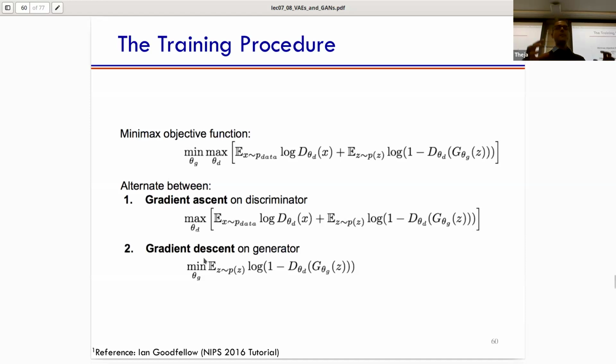So the discriminator network and the generator network are two players. One is doing a gradient ascent, the other one is doing a gradient descent. That's why they are opposing each other, with almost the same objective.